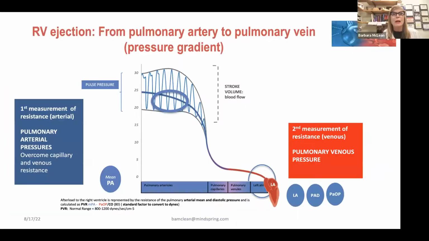measurements. Okay, so from my PA, my mean PA is what's going to drive that blood flow dynamic from the pre-alveoli to the post-alveoli, where gas exchange has taken place, and ultimately to the filling of the left atria. So again, PA pressure actually is the first measure of the resistance in the arteries on the pulmonary bed, and at the end is the pulmonary venous pressure. Pulmonary arterial pressure must be high enough to overcome pulmonary venous pressure.